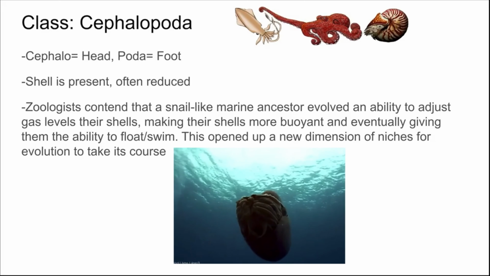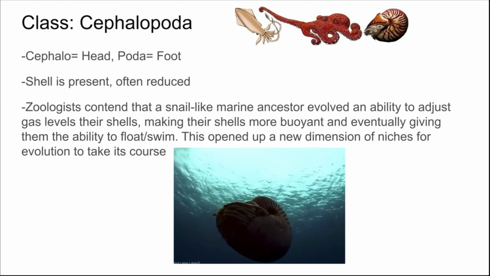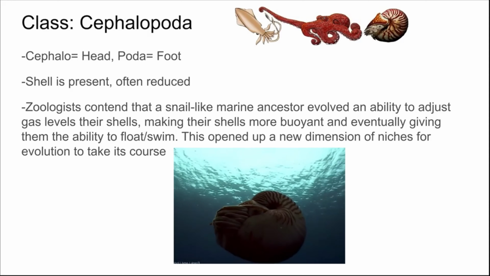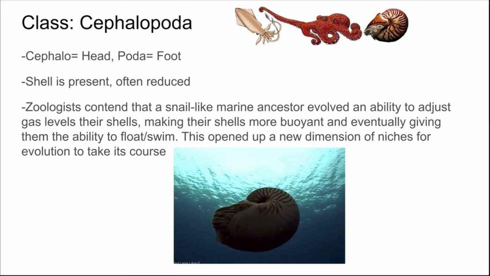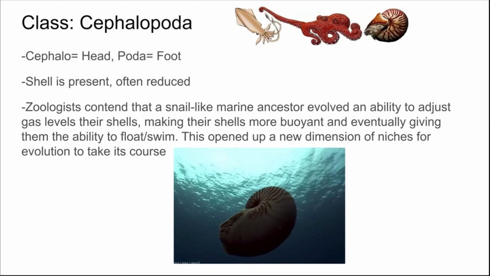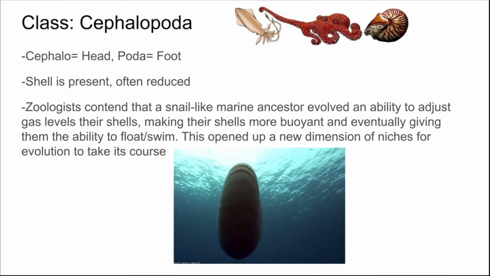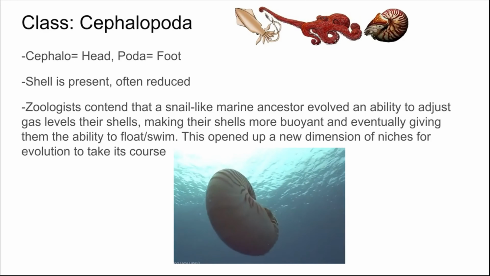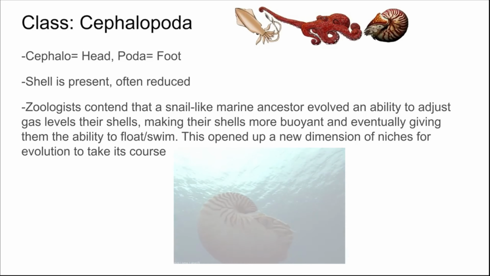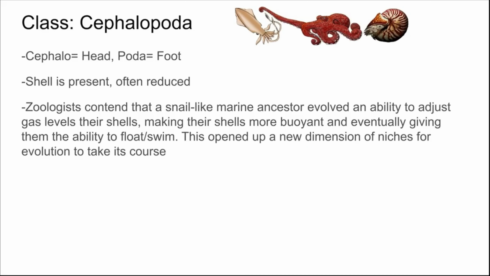This opened up a new dimension of niches for evolution to take its course. In essence, an ancestral snail-like mollusk in the ocean was able to put gas into its shell and float off the sea floor. This probably looked a lot like that nautilus on the top right. Over evolutionary time, several groups of cephalopods lost their shells. That form is seen in the squids and the octopi.